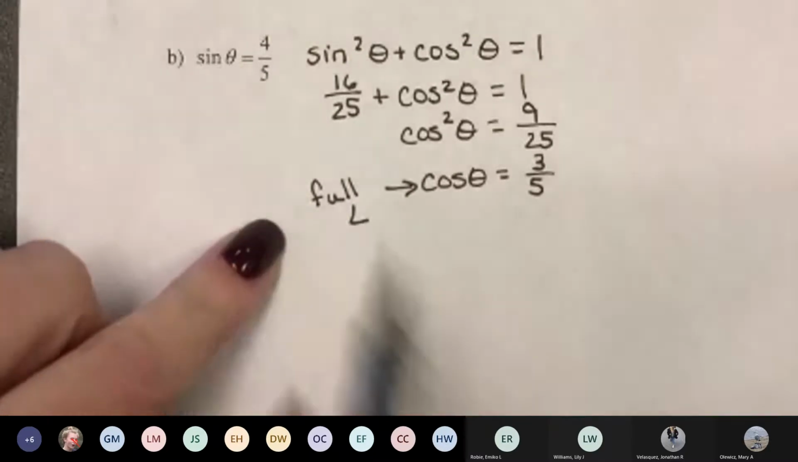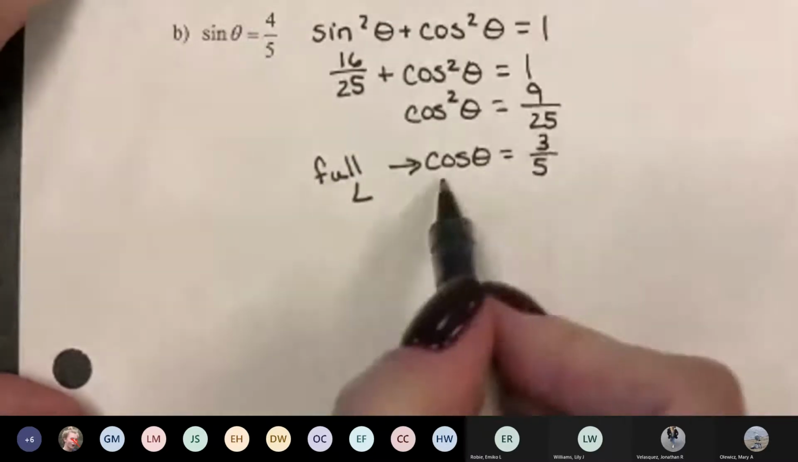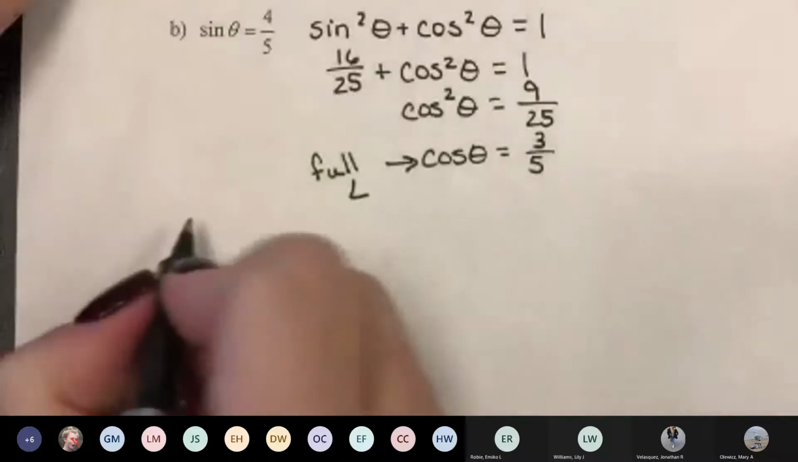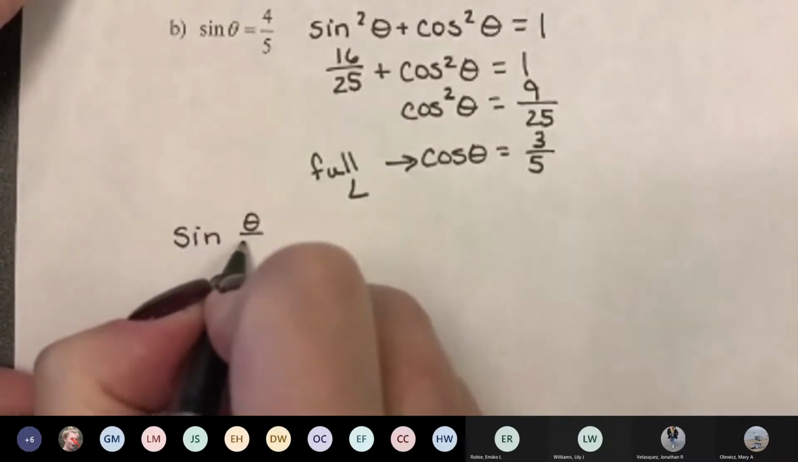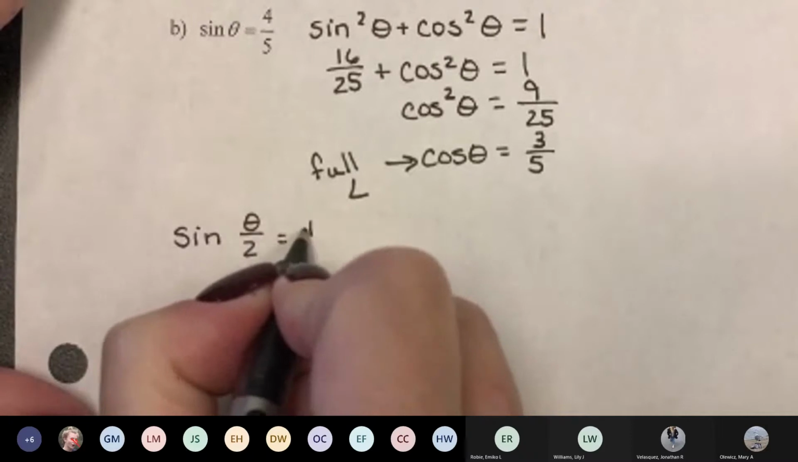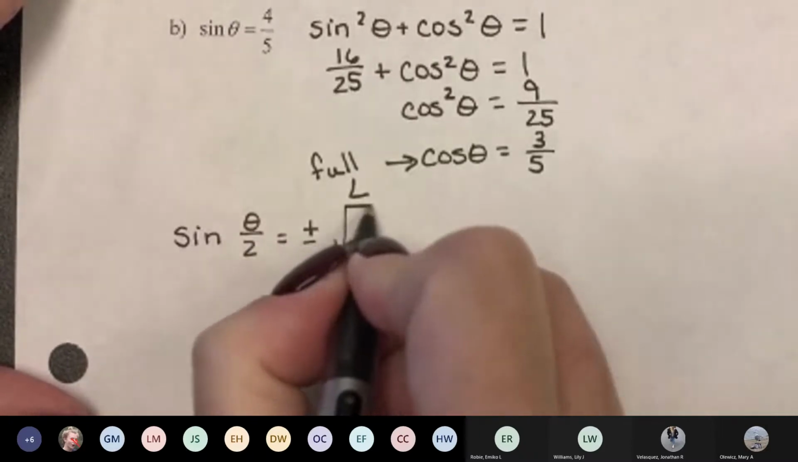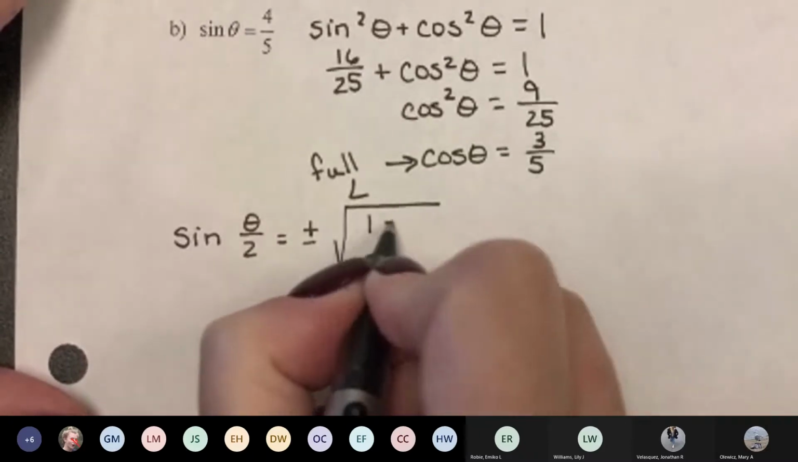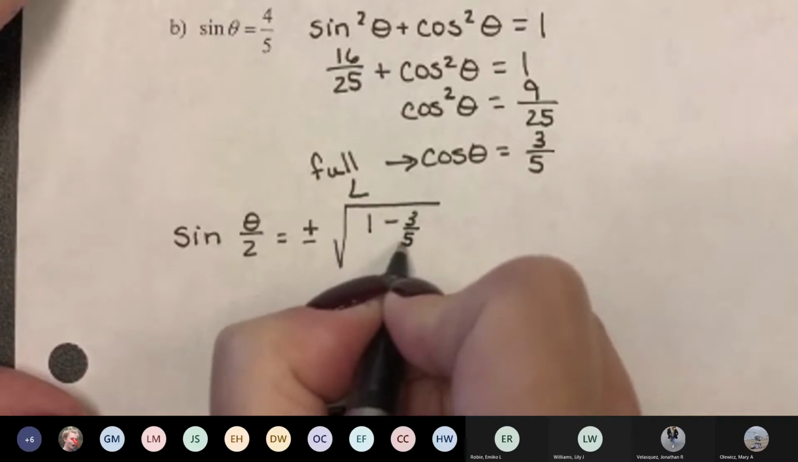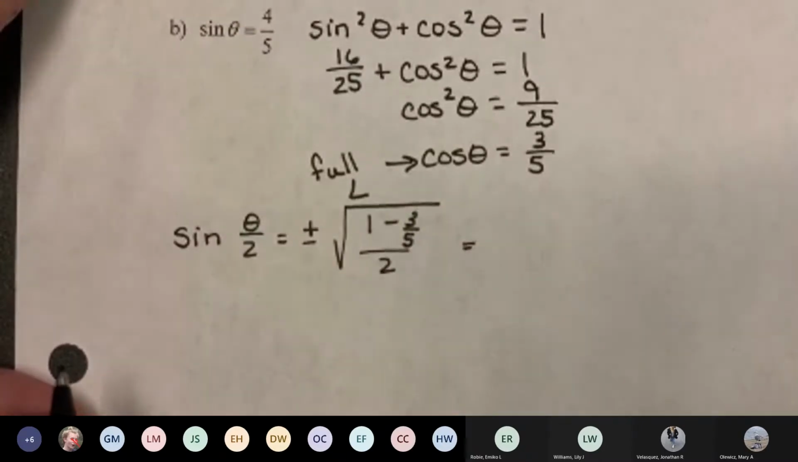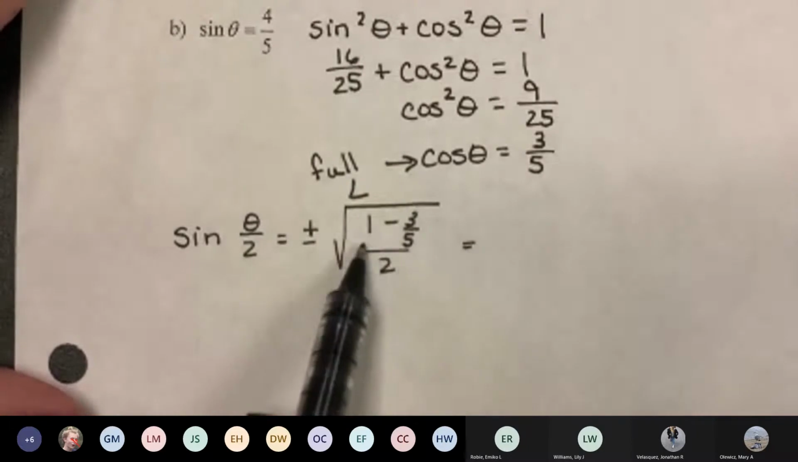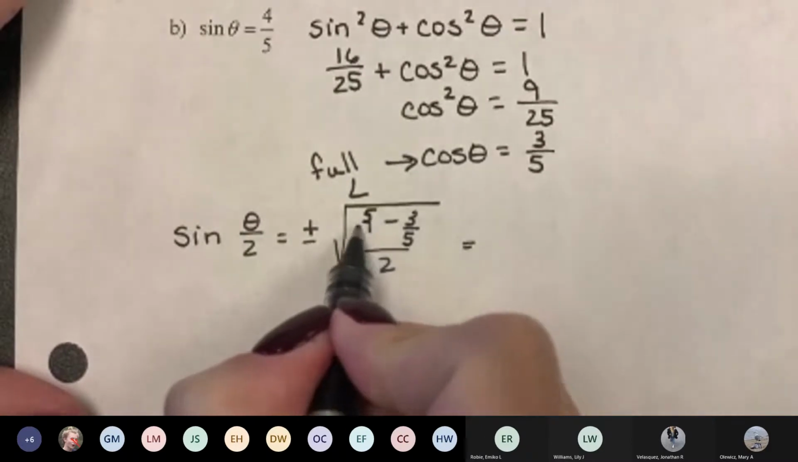See, I'm using that angle symbol from geometry. Let's take that cosine of the full angle and put it in the formulas. So let's start with sine of theta divided by 2. So I'm going to have 1 minus 3/5 over 2. I'm going to rewrite that 1 as 5/5.